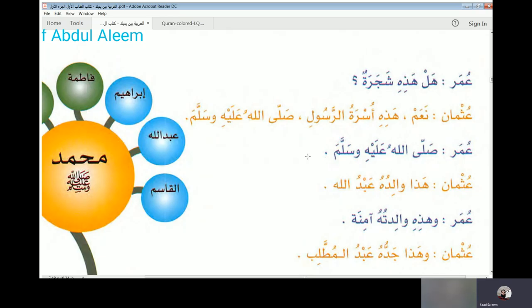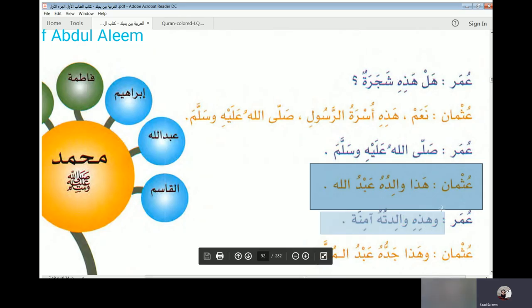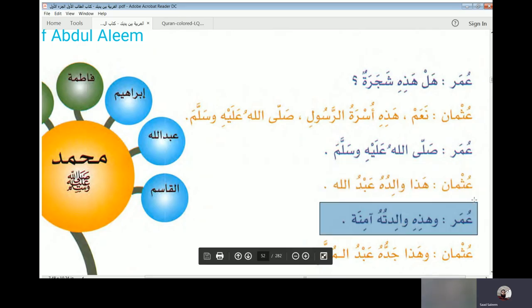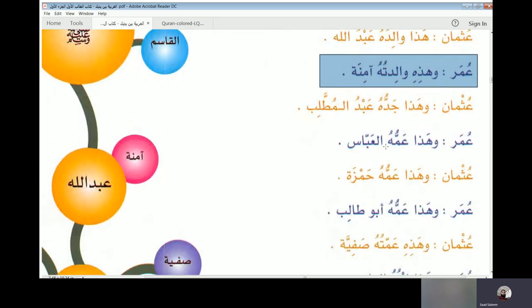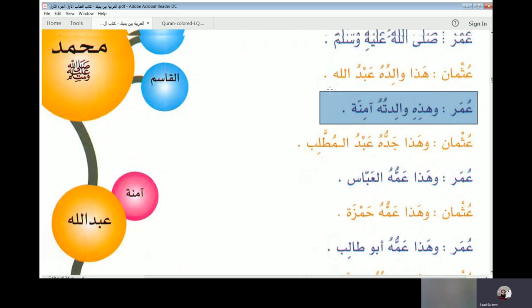Sallallahu alayhi wasallam. Okay. Haza waliduhu Abdullah. This is his father Abdullah. Wahazihi walidatuhu Amina. And this is his mother Amina.